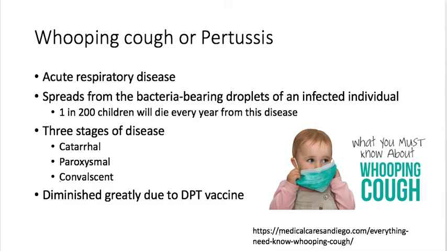There's 3 stages of the disease: the catarrhal, the paroxysmal, and the convalescent stage. The first stage, the catarrhal stage, is you get very mild or no symptoms at all, but this is a stage where you're most contagious and you could transmit the disease to somebody else.